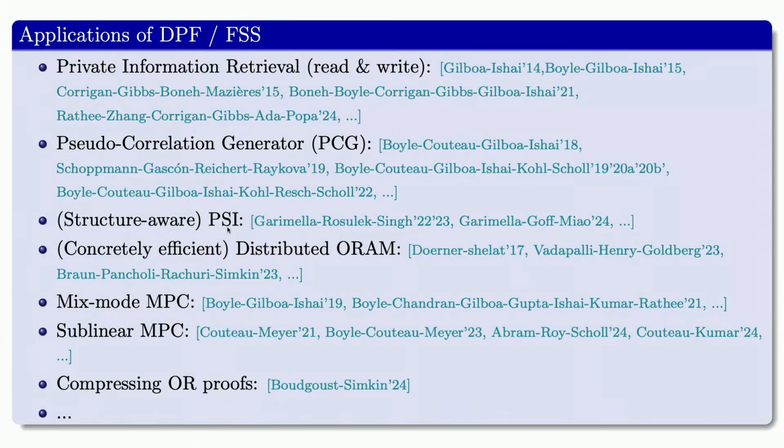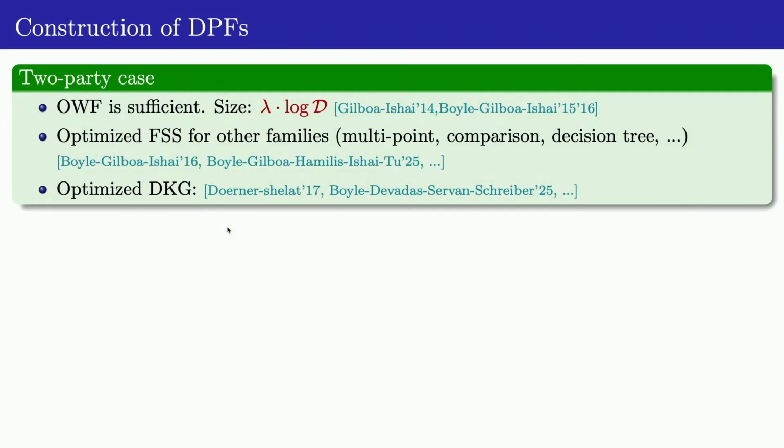So, hopefully I've convinced you that DPF is an amazing primitive. What do we know about how to construct these distributed point functions? If you limit it to the two-party case, things are actually very good. Even in the very first paper where distributed point function was introduced, Gilboa and Ishai already proved that one-way functions are sufficient. So this is a symmetric key primitive. And thanks to follow-up work by Yvette et al., the share size of this DPF is also very short. It's just lambda times log D. I don't think there's even a constant to that, it's just lambda times log D.